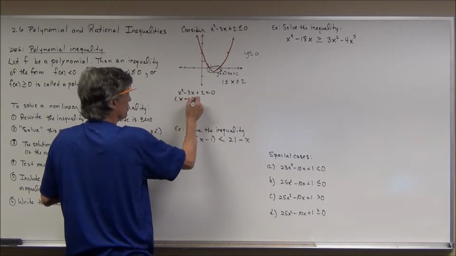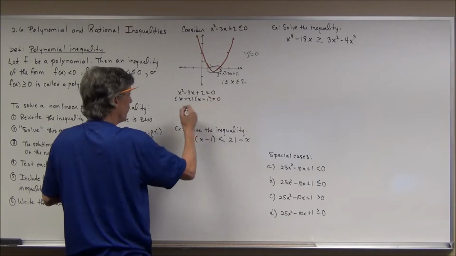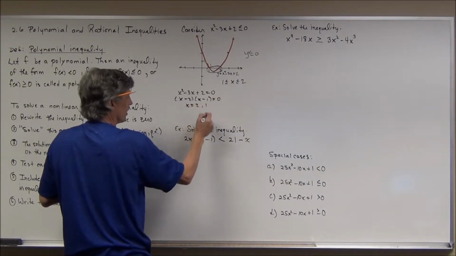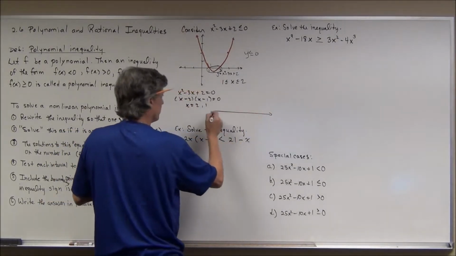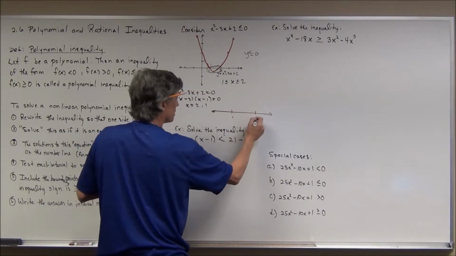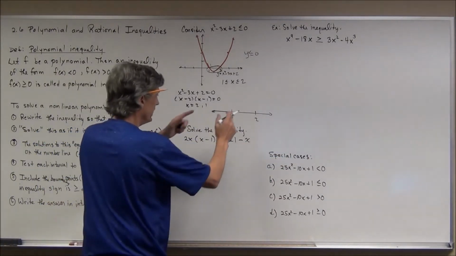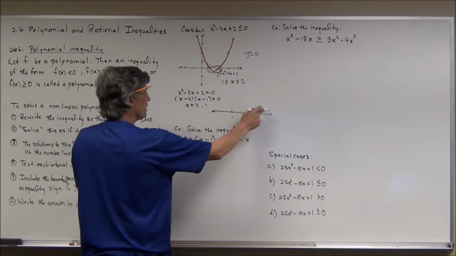And that would be x minus 2, x minus 1. So my key points that are set up, my boundary points, are x equals 2 and 1. So I draw out my number line. I put those two key points there. You don't have to put a whole slew of points on your number line. And I test these three subintervals.